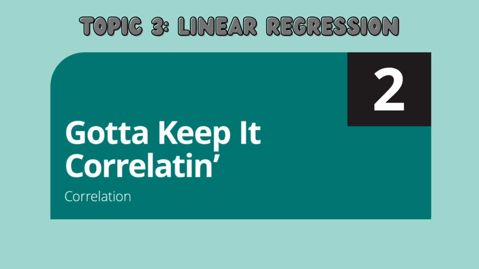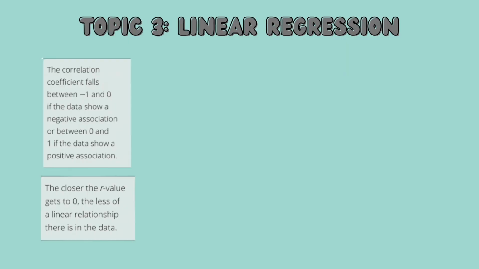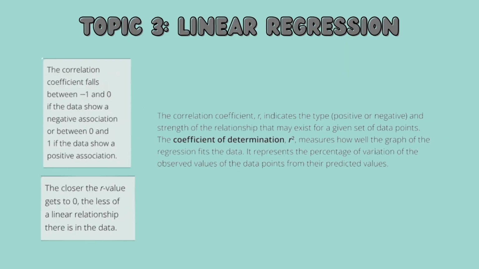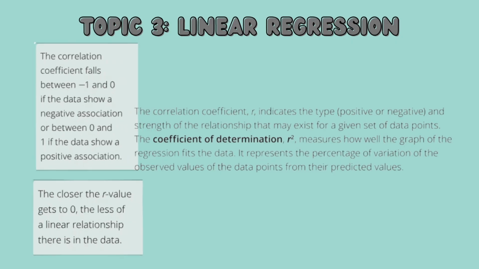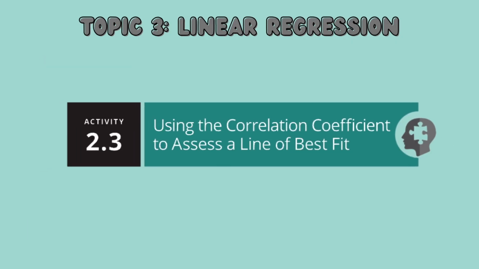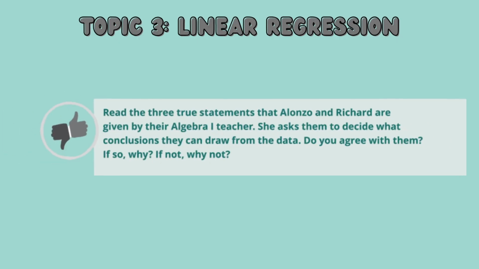Lesson 2, Gotta Keep It Correlating. Here, students will learn the difference between correlation coefficient and coefficient of determination, R and R squared. Students will learn how to determine if a data set fits a linear graph. We will also learn about the difference between causation and association and how to avoid the pitfalls between the two.